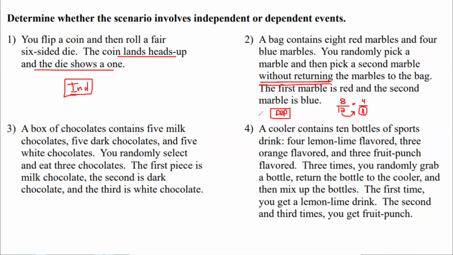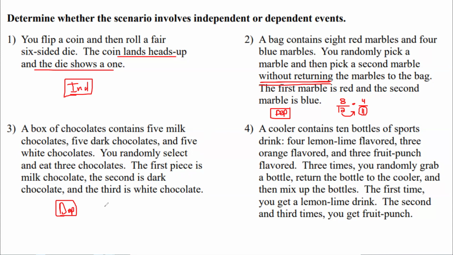All right, a box of chocolates contains 5 milk chocolates, 5 dark chocolates, and 5 white chocolates. You randomly select and eat 3 chocolates. The first piece is milk chocolate, the second piece is dark chocolate, and the third is white chocolate. So this one is dependent, right? Because we're not putting them back, right? You're eating them and then they're gone.